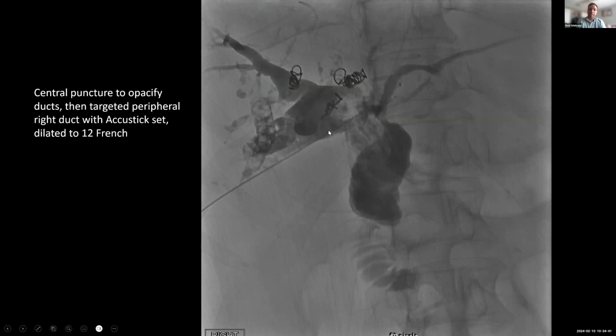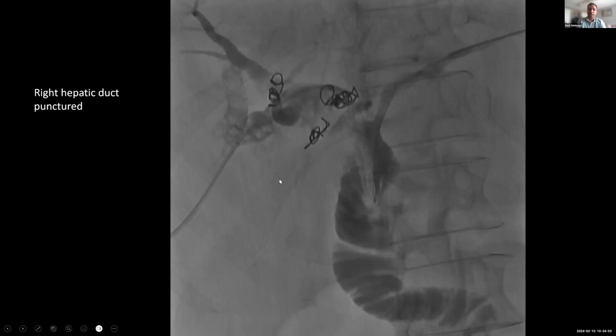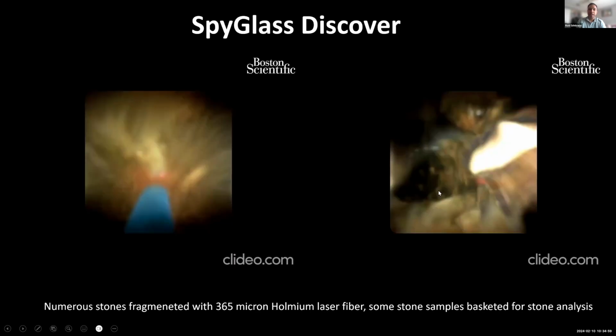And here's our access. We're just getting a central access initially, so you never want to take an access like this. Don't mistake this for being the primary access point, but we use this to opacify the biliary tree and then pick our target so that we can get into the biliary system. So then we punctured a bile duct peripherally, got access and left a drain in, and then I think this patient was brought back a couple of weeks later to do the endoscopic intervention.